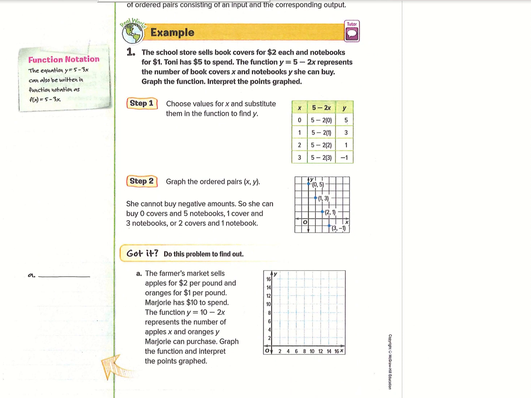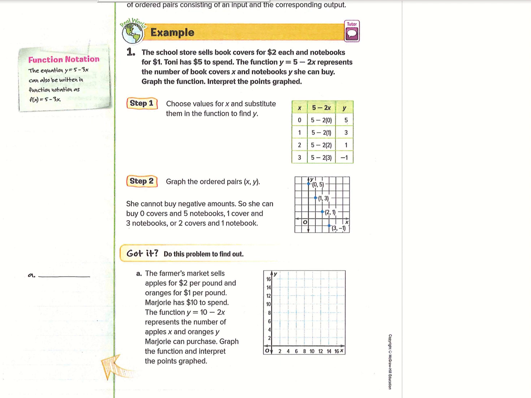So the school store sells book covers for $2 each and notebooks for $1. Tony has $5 to spend. The function y equals 5 minus 2x represents the number of book covers x and notebooks y she can buy. Graph the function. Interpret the points graphed.